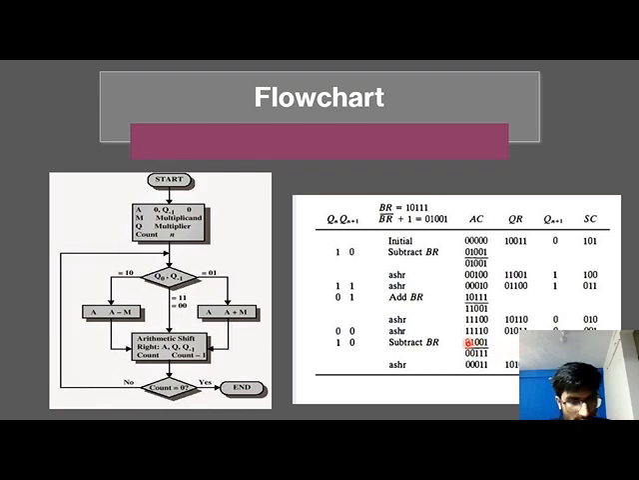Then the next step is an arithmetic shift right of that result, AC, Qn and Qn plus 1, and the sequence counter becomes 0. The binary number we get in AC and QR is the final answer of this multiplication. Thank you.